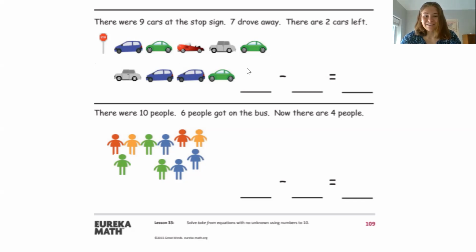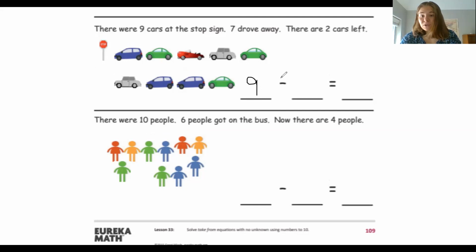Great. Okay, so for this one, I said there were 9 cars at the stop sign, so I filled in 9. 7 drove away, so we take away 7. There are 2 cars left. So after the equal sign, I'm going to write 2. Fabulous. This next one's all you, kindergarten, ready?